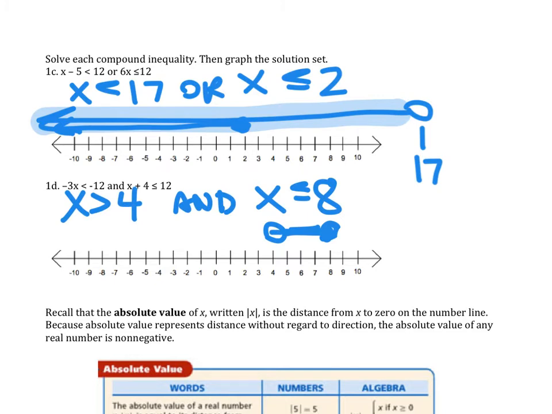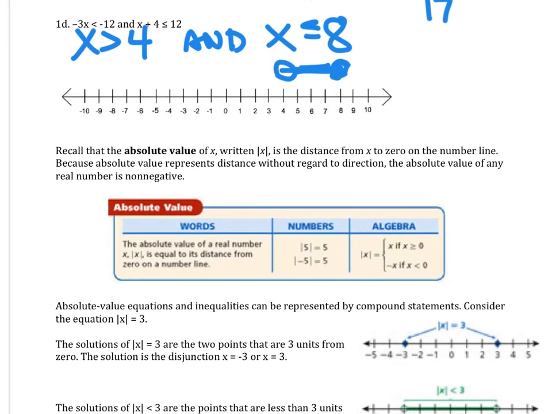So moving on. Absolute value. Absolute value is written as such with those two straight lines. It is a distance from 0 on a number line. So that means it could be on either side of 0.